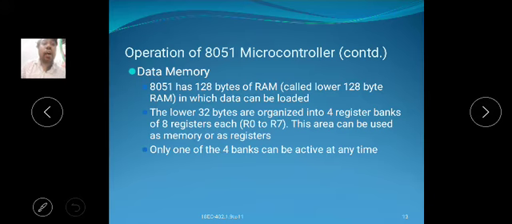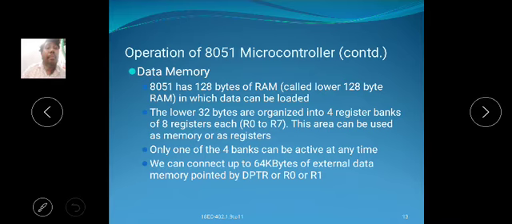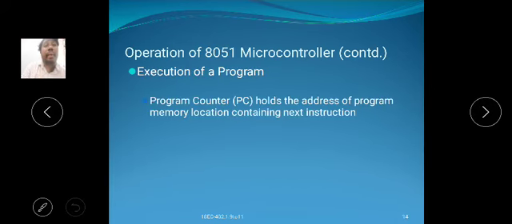Only one of the 4 banks can be active at any time. We can connect up to 64 bytes of external data memory pointed by DPTR, R0 or R1. This is the data memory.